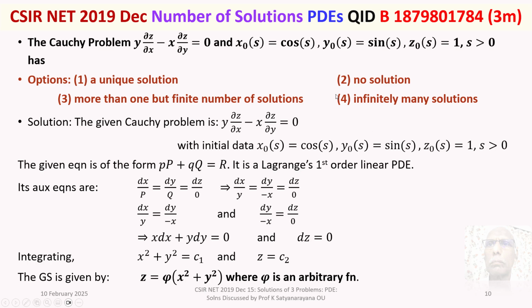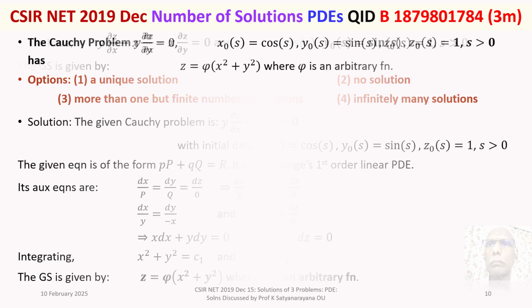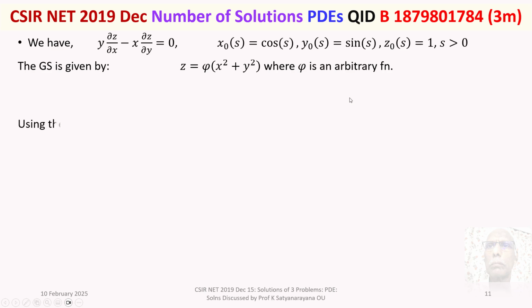And they tick the fourth one, and they are right also. But the question is, why is this initial data given? So we use the initial data, and then I will tell you how to conclude that it accepts infinitely many solutions. That's what we have done so far.